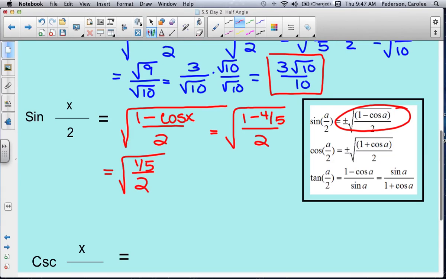Is this continued notes? Or no? Day 2 is the notes.